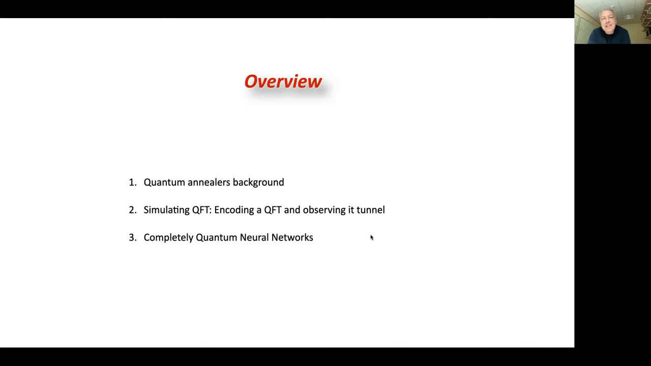And then the second part of the talk, I'm going to discuss the more recent and slightly different use of these things, which is how to use them in order to build neural networks. So the idea is that these neural networks are constructed entirely in a quantum way. So I'll discuss that too. So hopefully it's a talk of two halves, or three halves really, because I've got the annealer background as well.